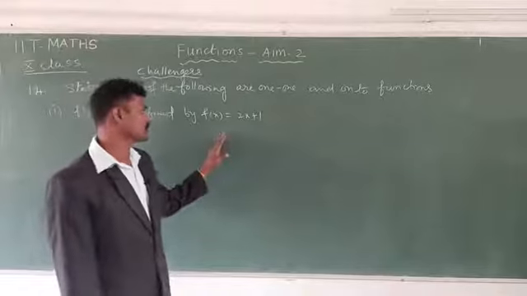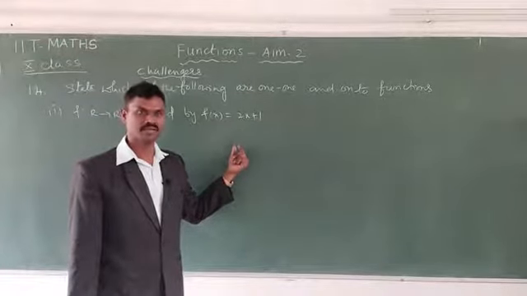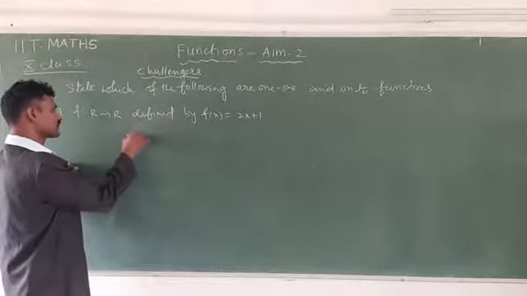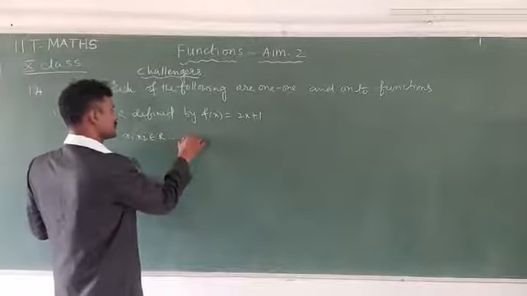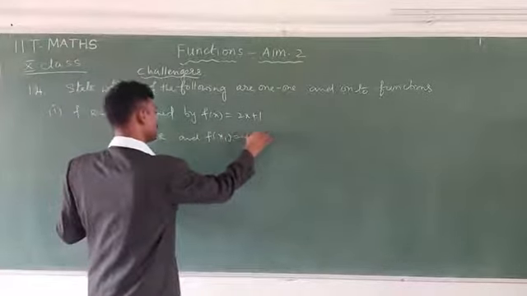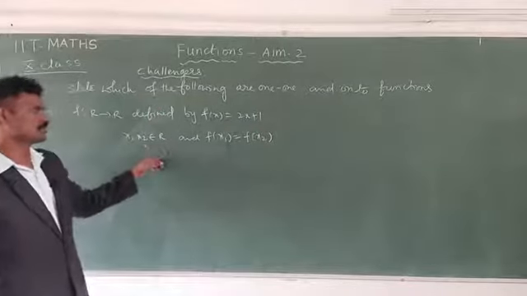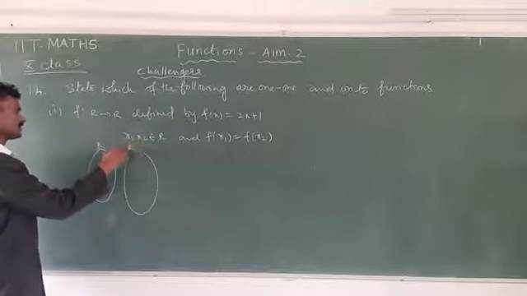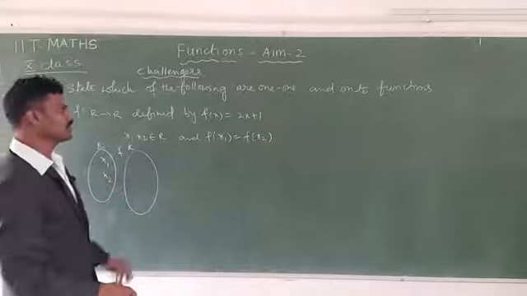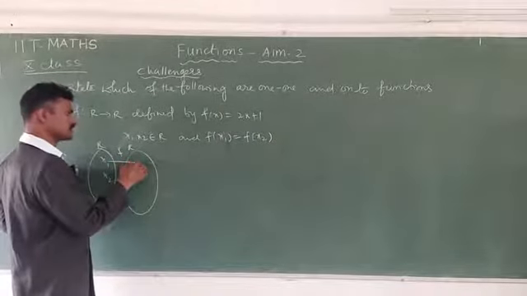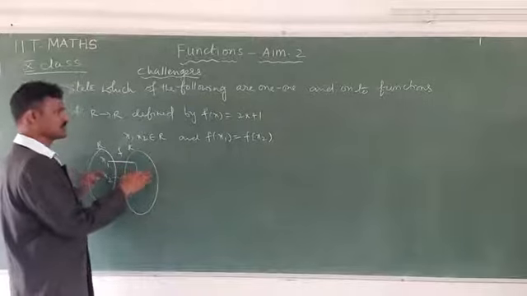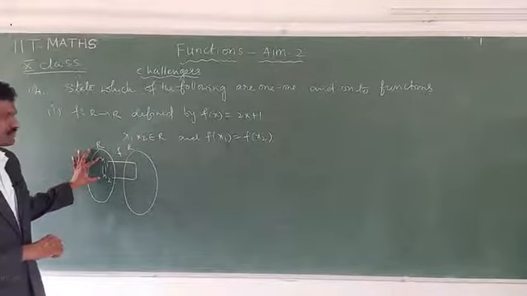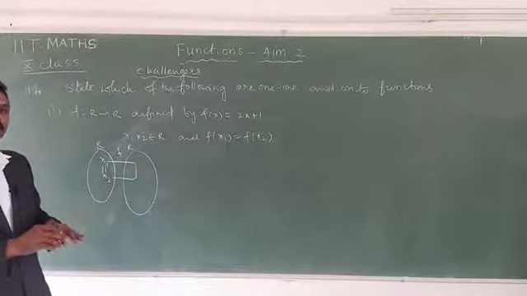First method: you have to show that two different elements do not have the same image. That means different elements have different images. Let x1, x2 belong to R and f of x1 is equal to f of x2. Here we take two elements x1, x2 in R, the domain. Now if their images f of x1 and f of x2 are equal, then these two are also equal. Suppose these two are different elements, then their images are also different.